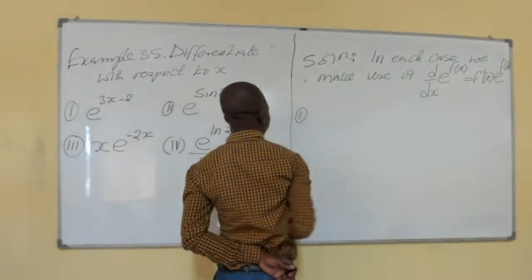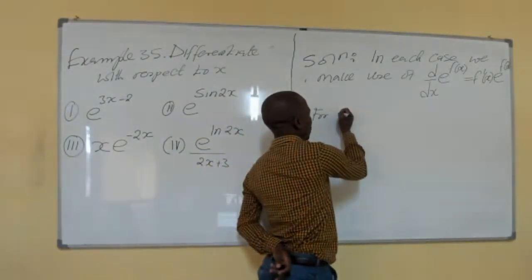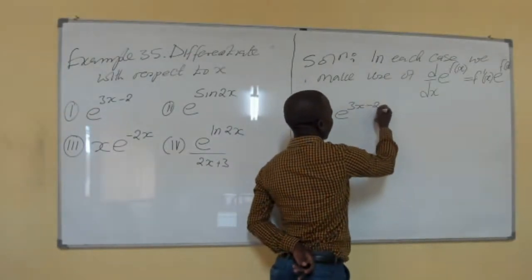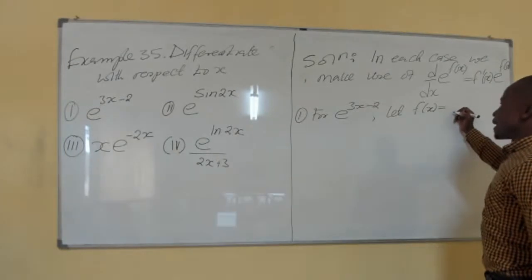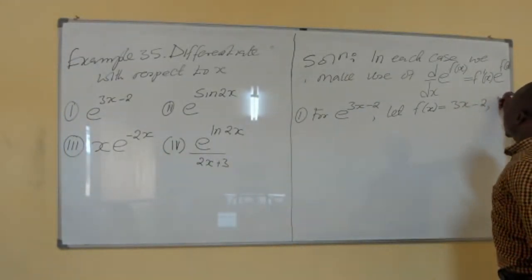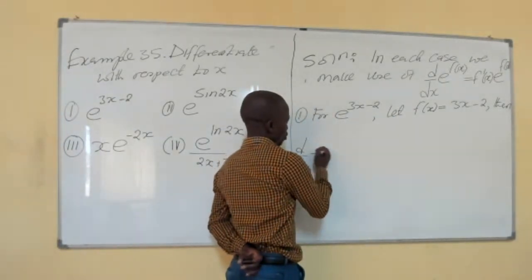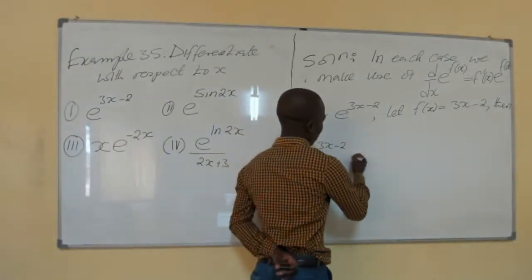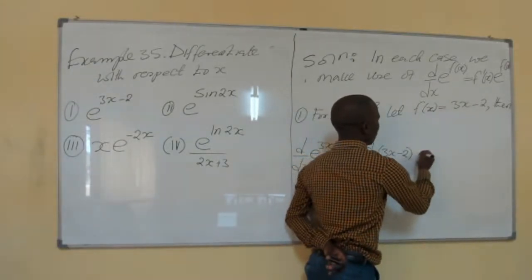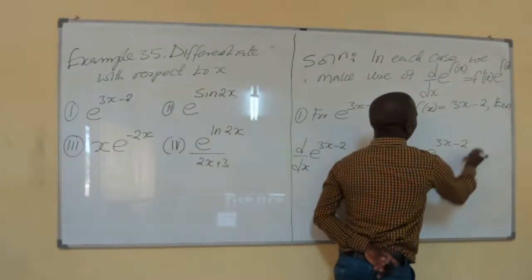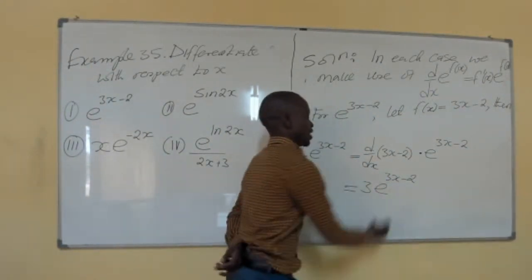Okay, let's start with 1. So for y being equal to e to the power 3x minus 2, we let f of x be equal to 3x minus 2, then the derivative with respect to x of e to the power 3x minus 2 is just equal to the derivative with respect to x of f of x, which is 3x minus 2, multiplied by e to the power 3x minus 2, which will give us 3 e to the power 3x minus 2. Then we are done.